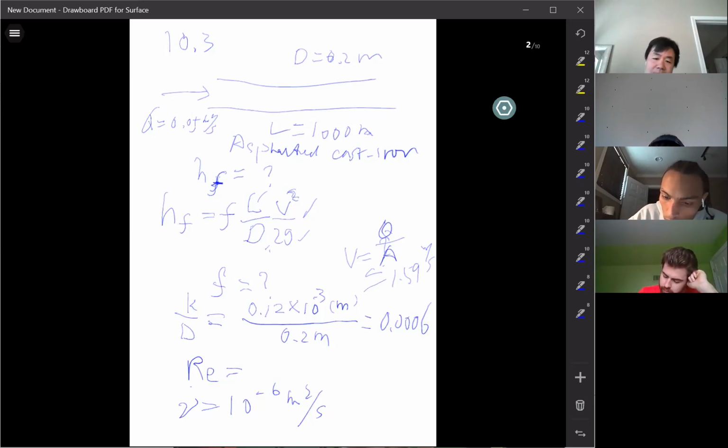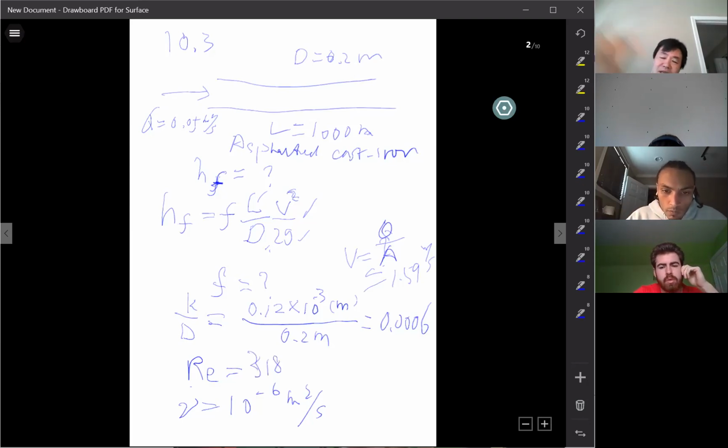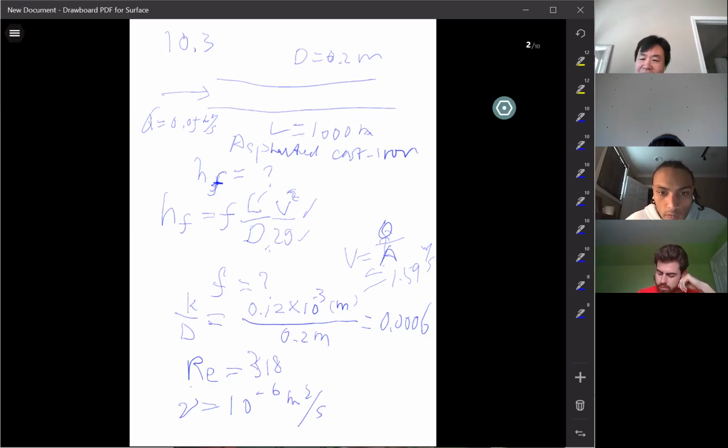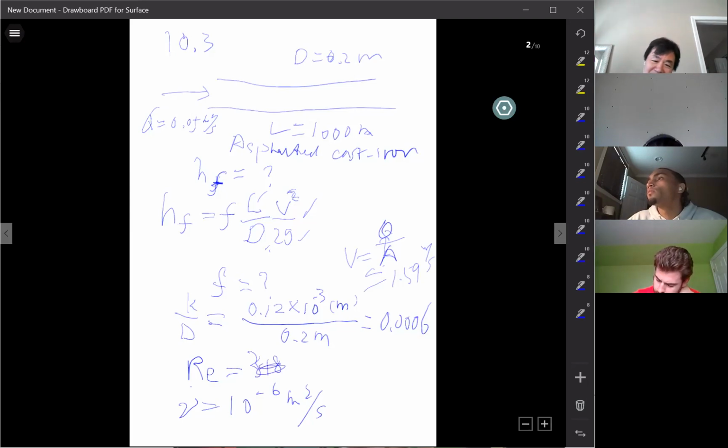I got 318. Does everybody agree? It seems small to me. I'm not reading the book. Everybody else, do you agree? 318 Reynolds number? I don't think so. That's an order of magnitude different. It's not 318. Check your calculation. 3.184 times 10 to the 8 is what I got.